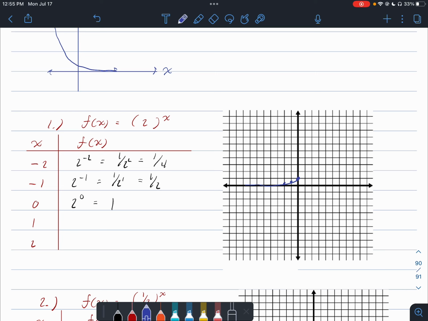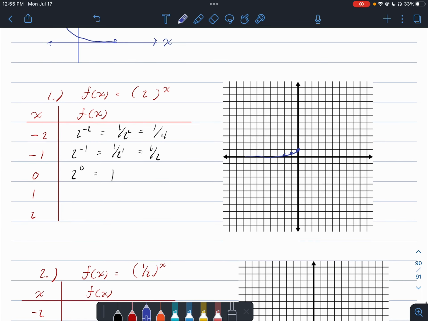Let's go off to the right though. Let's look at x equals 1. If we have f of x equals 2 to the 1, that's the same thing as just 2. So at x equals 1, we'll have f of x equal to 2.